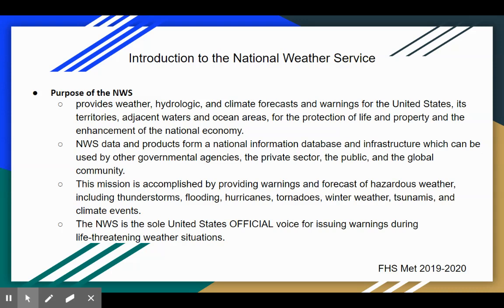The National Weather Service is the sole United States official voice for issuing warnings during life-threatening weather situations. When your TV meteorologist comes on the air, when there's a thunderstorm warning or a tornado warning or a winter storm warning, those warnings are issued through the National Weather Service, and the on-air meteorologist is the one that relays that information to us.